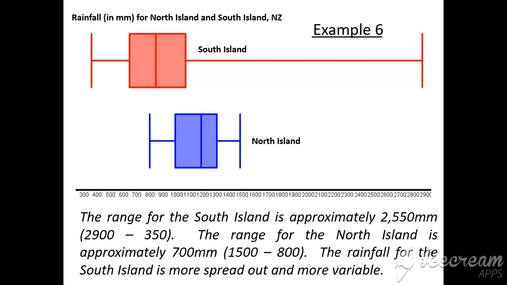Right, next thing I'm going to do is work out the highest minus the lowest, the range for each of the North Island and the South Island. Please show me your working. So I'm going to write a comment like this. The range for the South Island is approximately 2,550 millimetres. I've guessed 2,900 minus 350. The range for the North Island is approximately 700 millimetres. The rainfall for the South Island is more spread out and more variable.